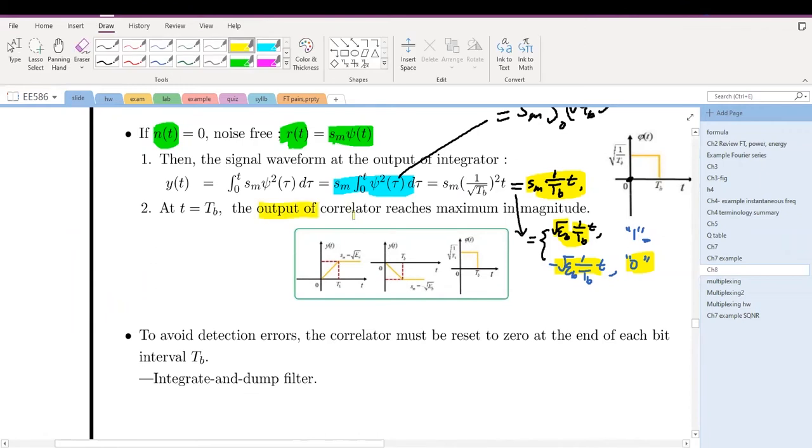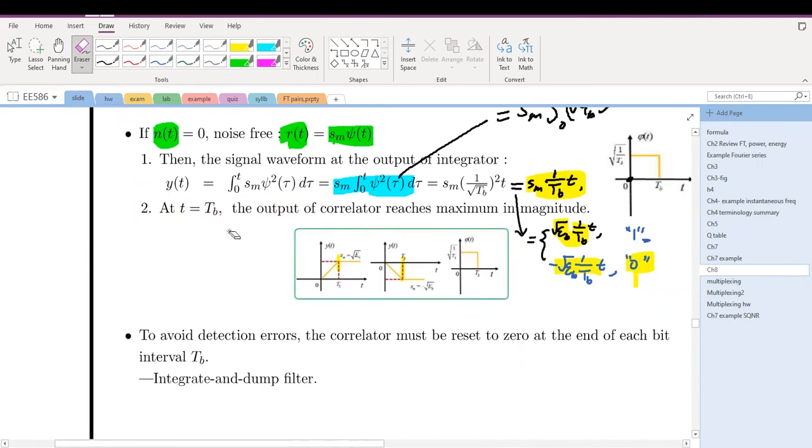At the output of the correlator, we sample at t equals Tb. We look at the value of the correlator at Tb. This is optimum. This integral reaches the maximum point if digital 1 is transmitted, and the integral reaches the minimum point if digital 0 is transmitted.